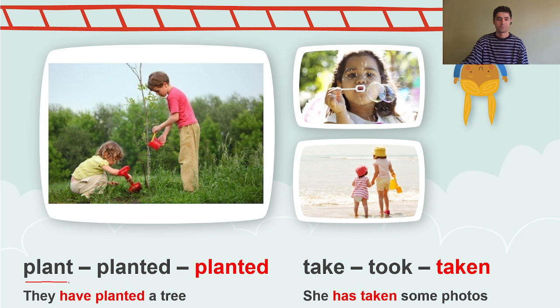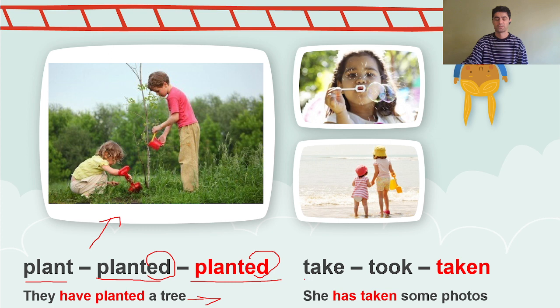The verb here is plant, and plant is a regular verb. The second form is planted, and the third form is also planted. So ed is added at the end. The example sentence is, they have planted a tree. So these kids have planted a tree.